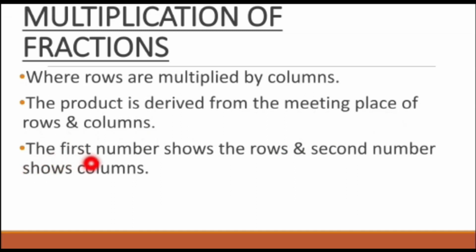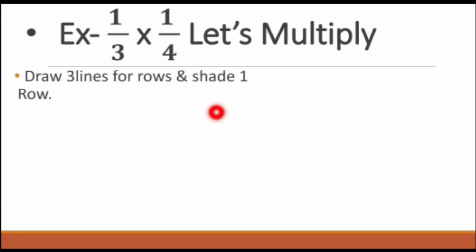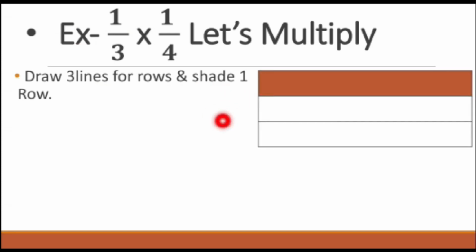The first number shows the rows and the second number shows the columns. Let's see how. Here is one example, 1 by 3 multiplied by 1 by 4. As I told you, the first fraction shows rows, so we need to draw 3 lines for rows and shade one part of it. Here we have drawn 3 lines for rows and one row we have shaded.